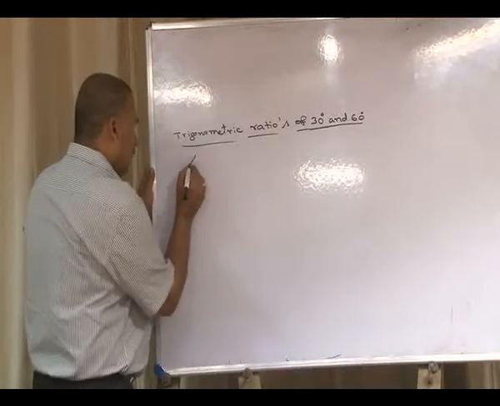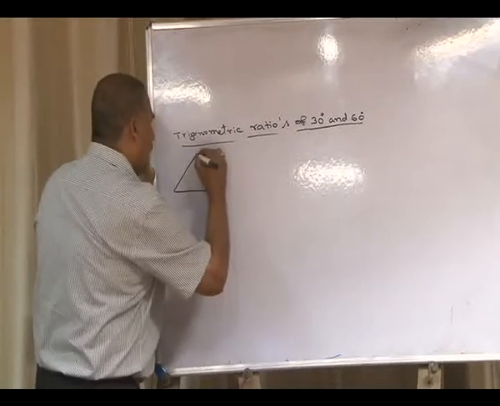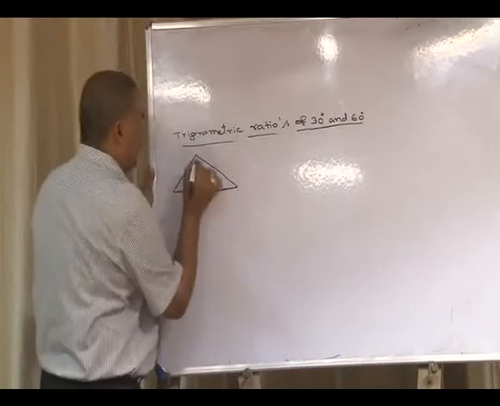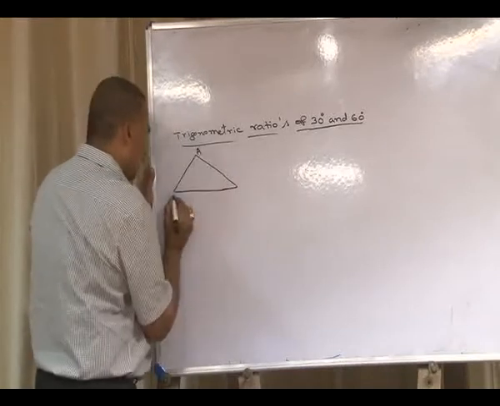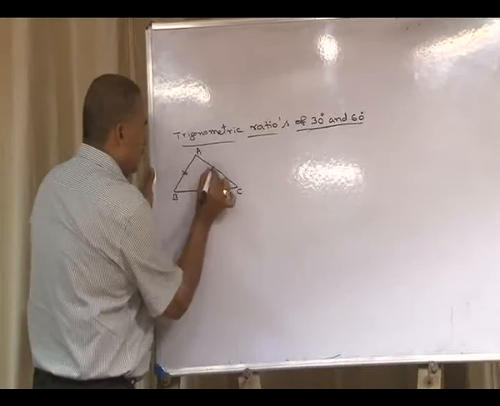Consider an equilateral triangle ABC. Equilateral triangle means all the three sides are equal in a triangle. Then such a triangle is called an equilateral triangle. Here all the three sides are equal.